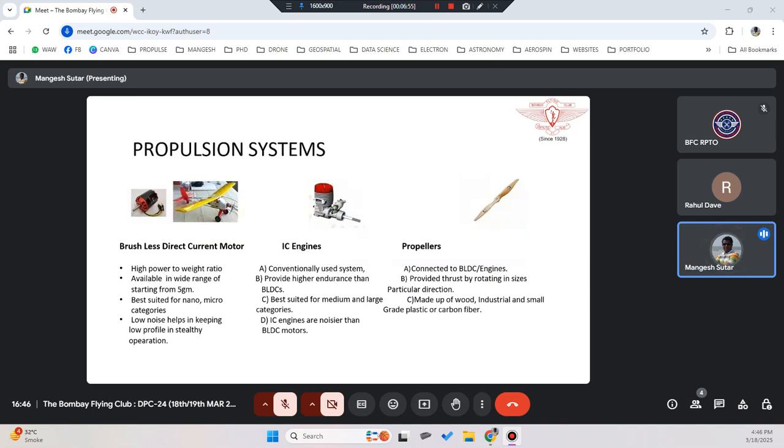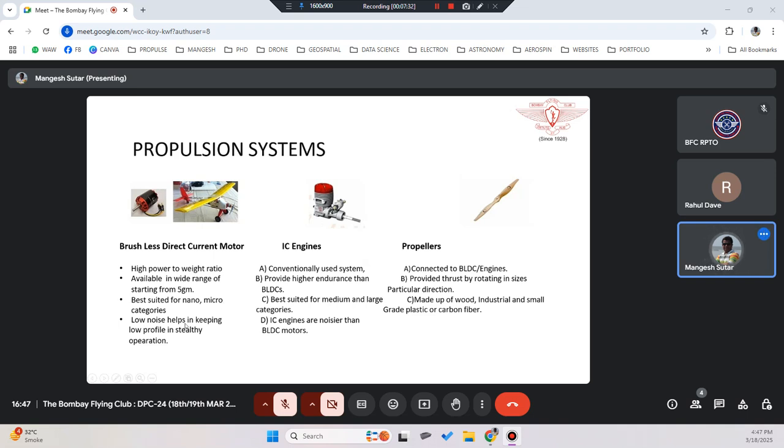Okay, so let's see what we have in the propulsion system. We have two types of propulsion system. One is the brushless direct current motor, or we have an IC engine. So either of these two will be the propulsion system. When we have a brushless motor, we have a high power to weight ratio available in a wide range, starting from 5 grams. Best suited for nano or micro categories, because you can make small unmanned aeroplanes, not bigger ones, like toys or aero modeling, like we do in aero modeling. There we can use this kind of propulsion.